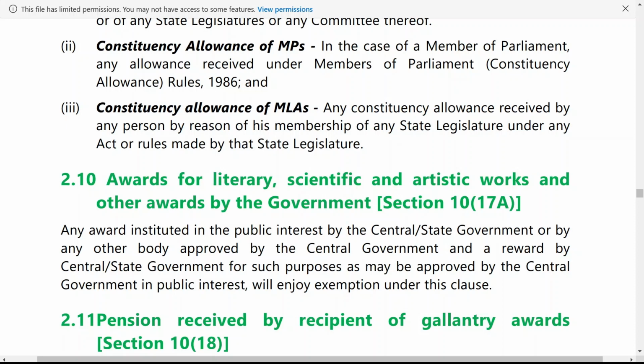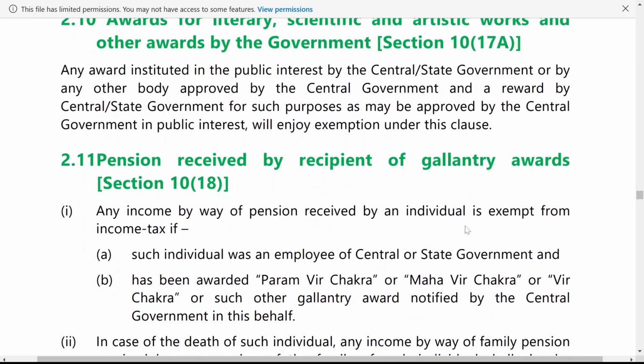Now any award for literary, scientific and artistic work and other awards by the government, section 10 subsection 17a. Any award instituted in the public interest by the central and state government or by any other body approved by the central government, and a reward by the central government and state government for such purpose as may be approved by the central government in public interest, will enjoy exemption under this clause. Means if any award is given by the central government and state government in public interest for literary work, scientific work, or artistic work, then that is totally exempt under section 10 subsection 17a.